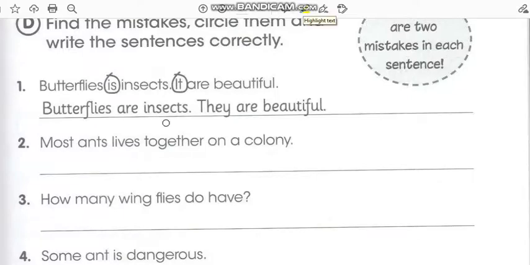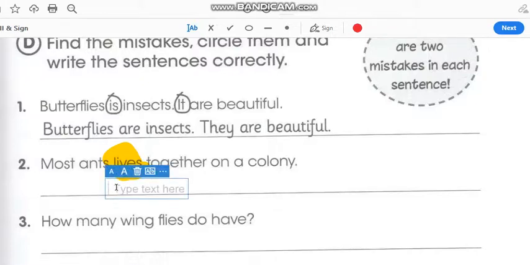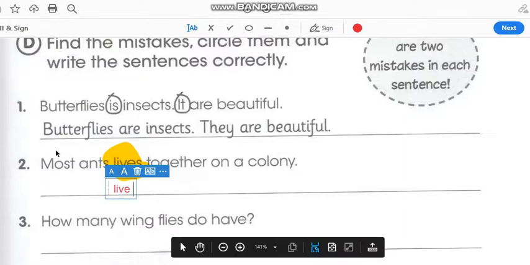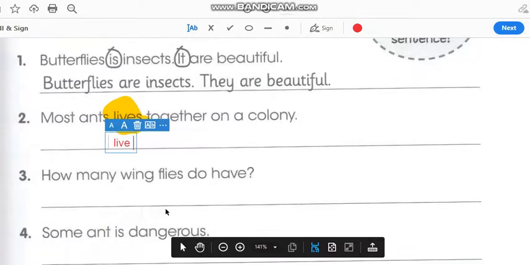So you will circle حتسوي circle على lives اللي هي الخطأ هاي lives هنا حتسوي عليها دائرة circle then write اكتبها بالطريقة الصحيحة. Of course طالما هو جمع ants جمع من الاس الجمع مالتها s for plural so write live. طبعا of course you will write must ants live together on a colony. اوكي هاي انت حتكتبها.